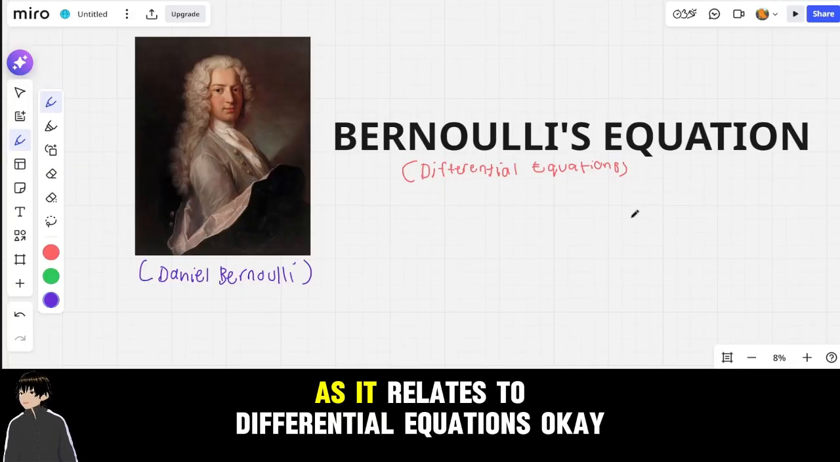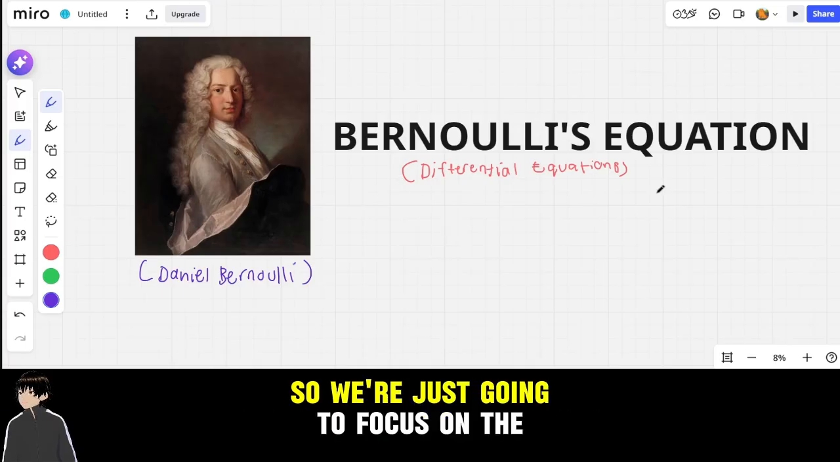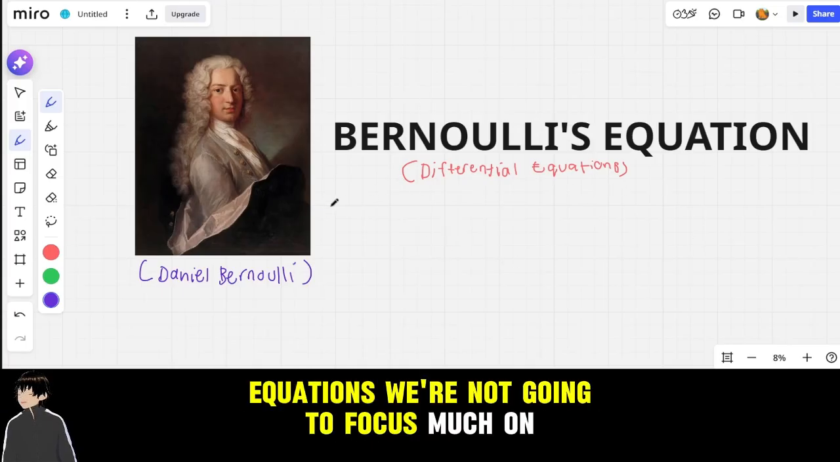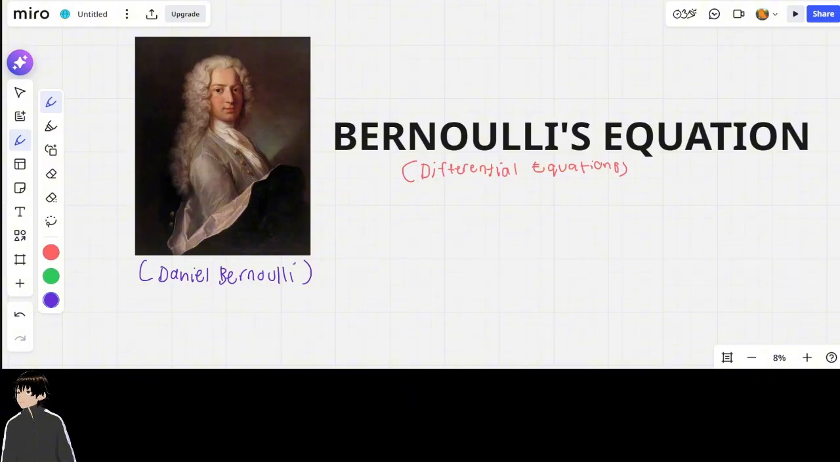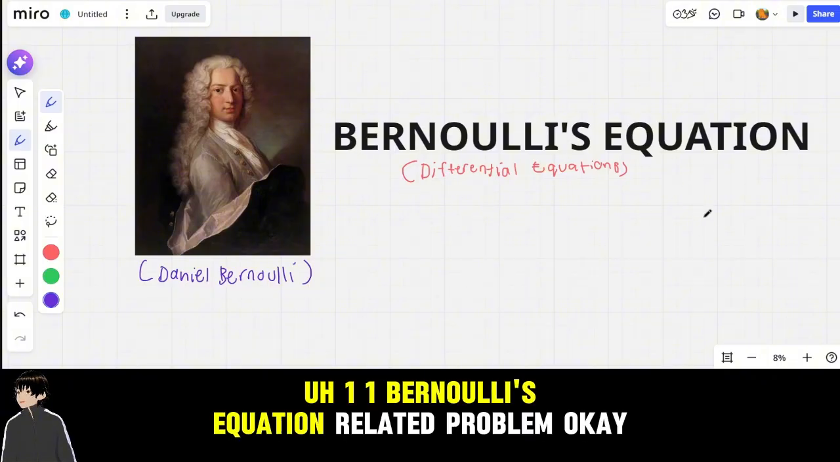Bernoulli's equations as they relate to differential equations. So we're just going to focus on the differential equations. We're not going to focus much on the physics part of Bernoulli's equation, but we're just going to solve one Bernoulli's equation related problem.